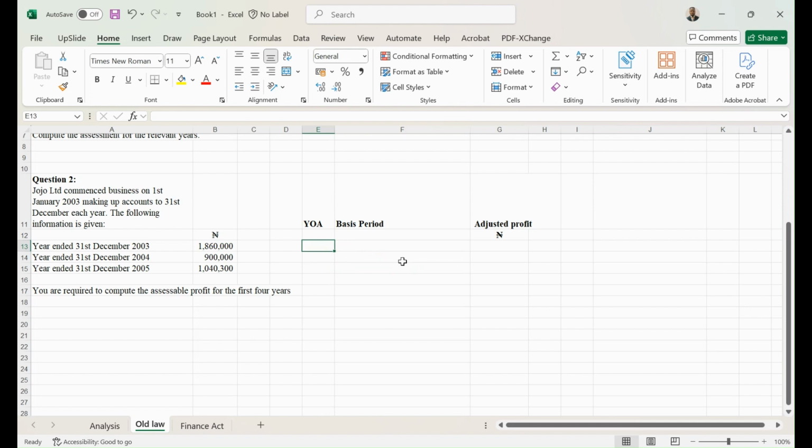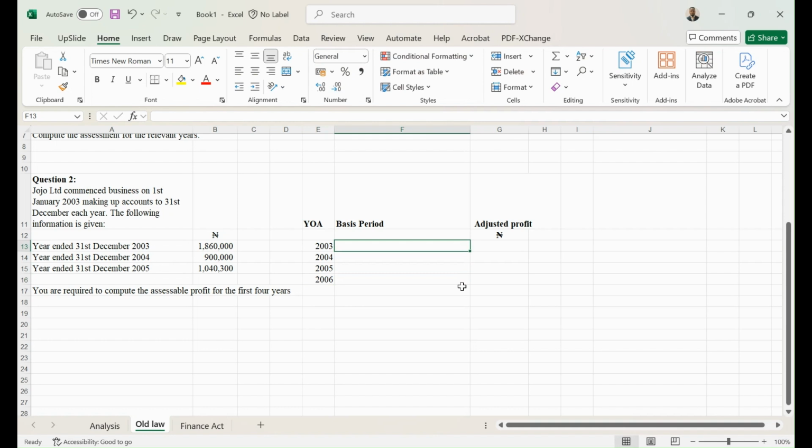Remember that the first year of assessment is going to be the year the company commenced operation, and in this case it's going to be 2003, followed by two subsequent years, 2004, 2005. Now remember I said that we can still have one more. Since this last date is 2005, I can still have 2006. So the first 4 years of assessment is possible.